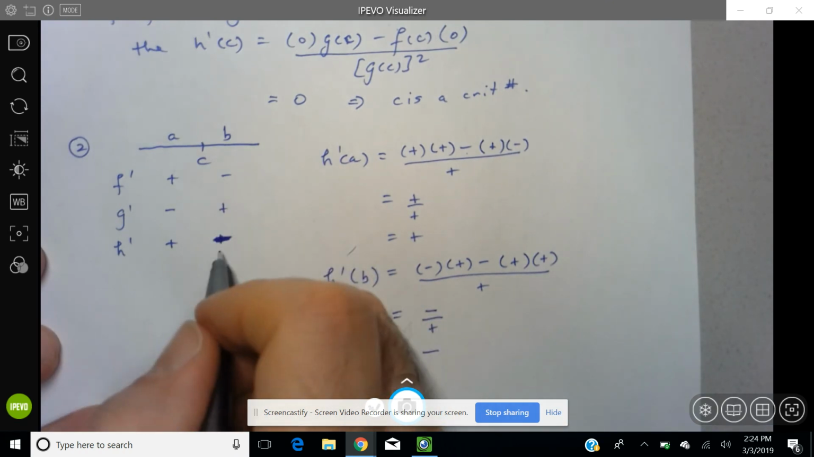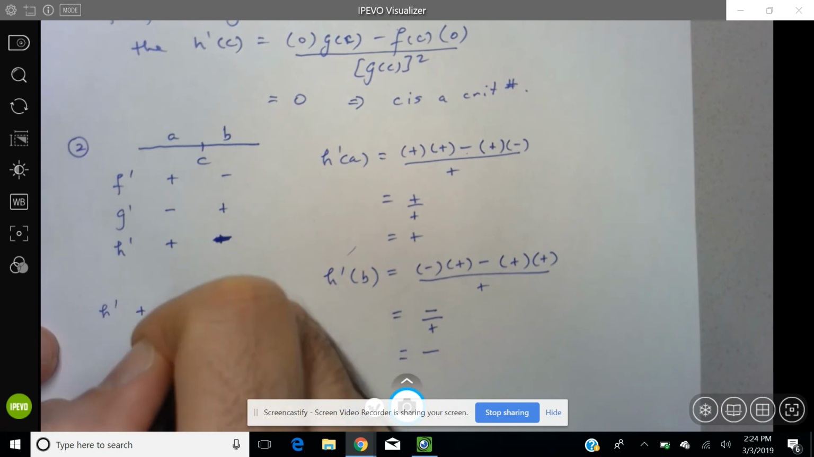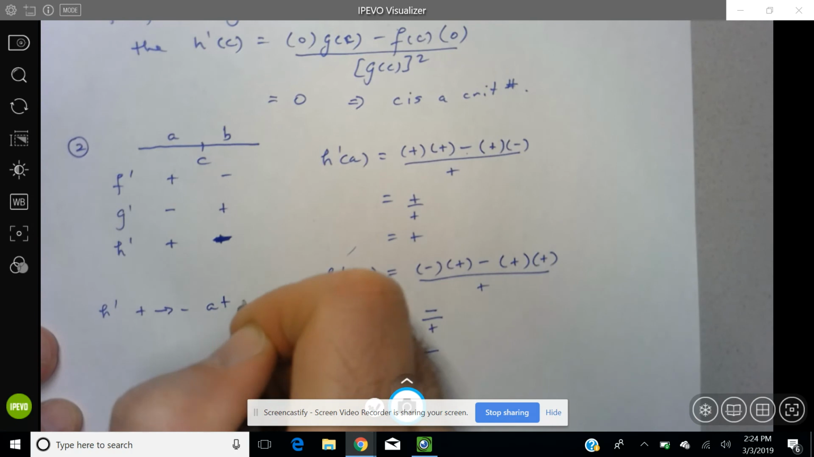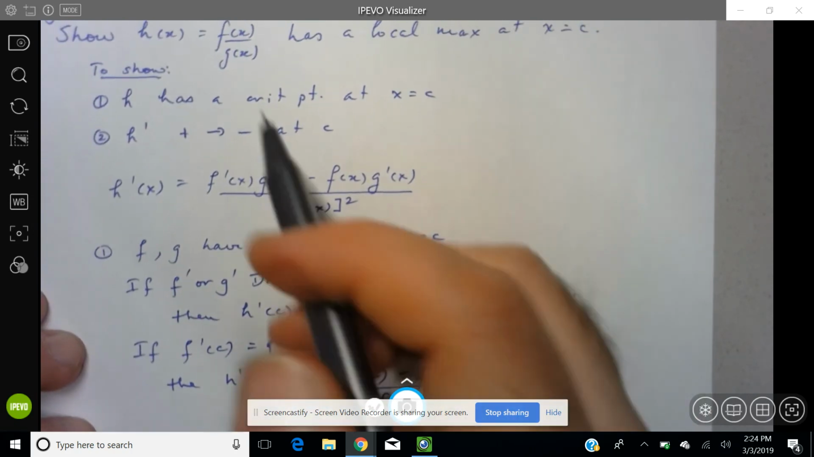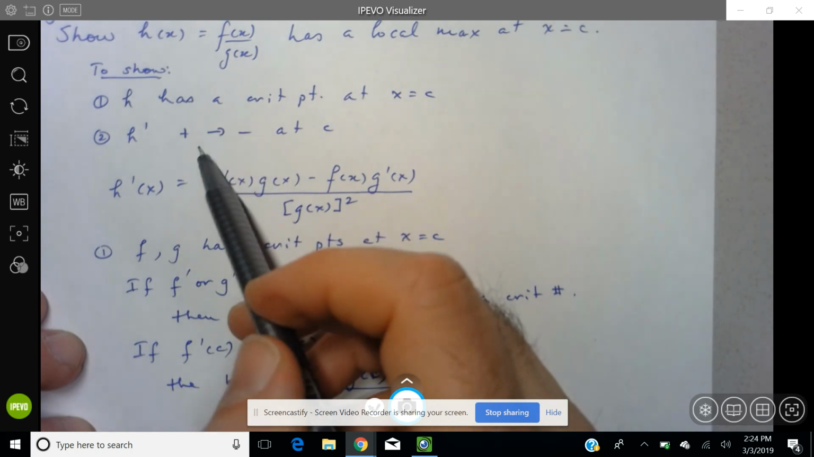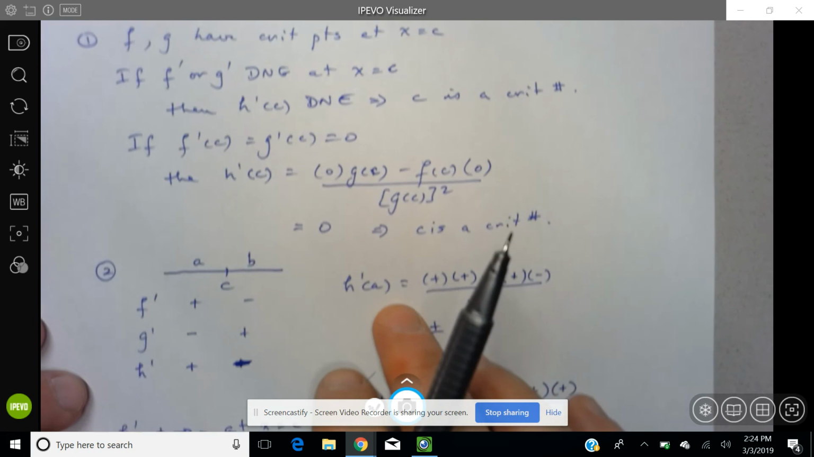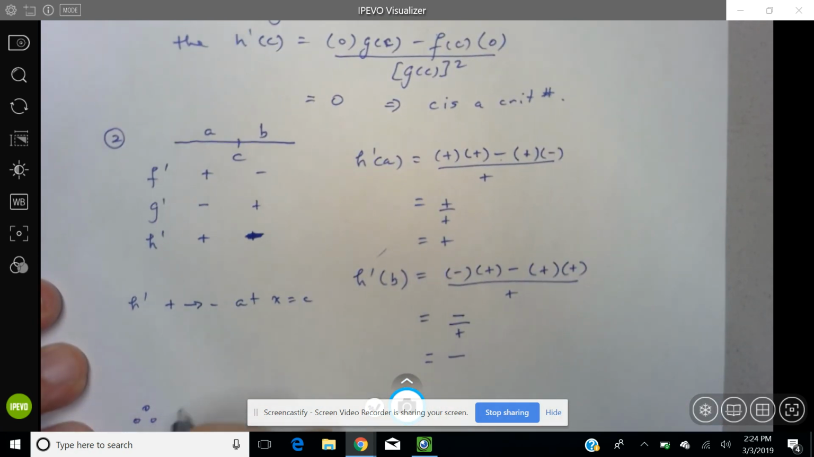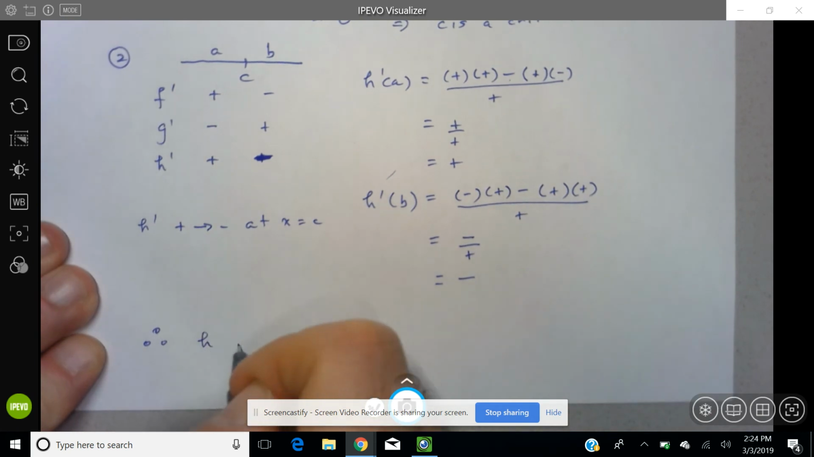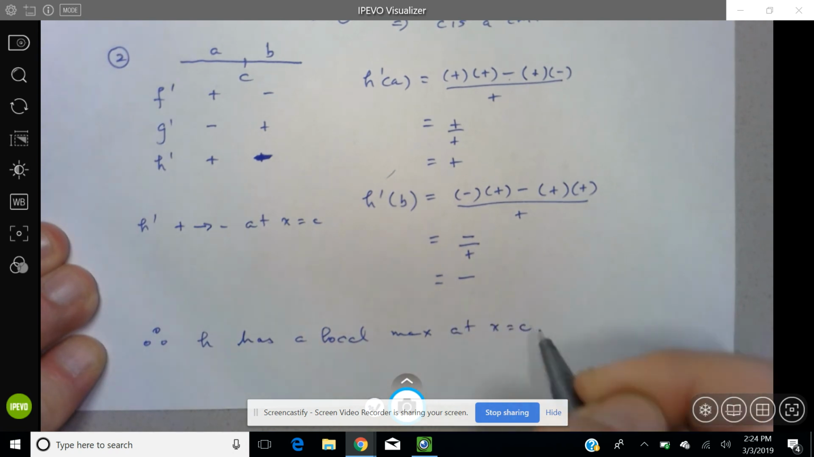So what we've done is we've established that H prime goes from positive to negative at x equals C. And so now we've established both of the conditions needed for H to have a local maximum. It's got a critical point at C, and it goes from positive to negative. So here, therefore, H has a local max at x equals C.